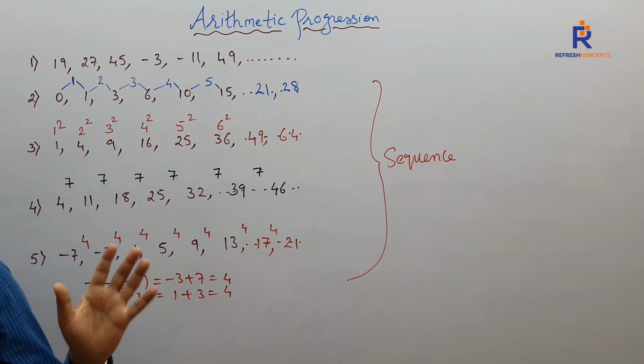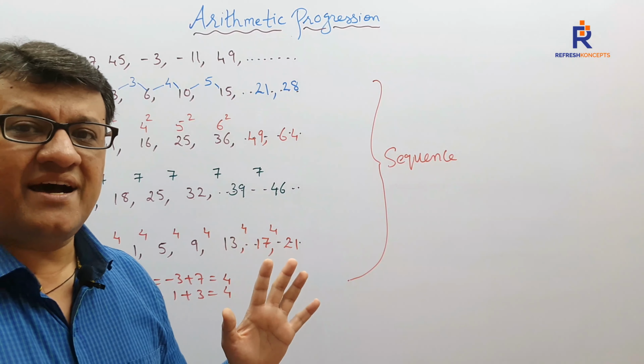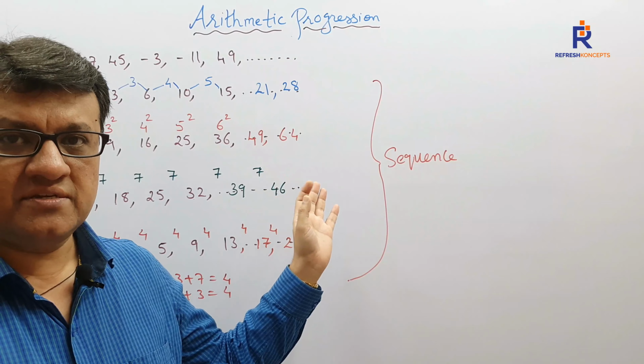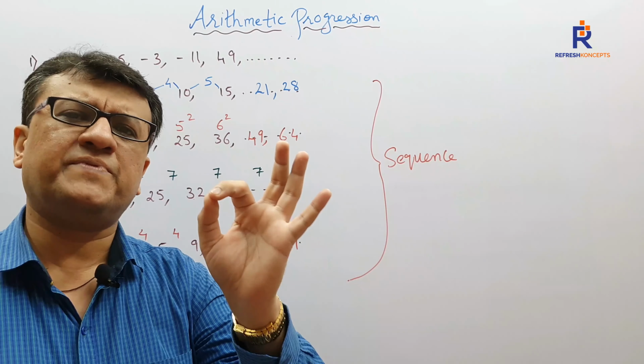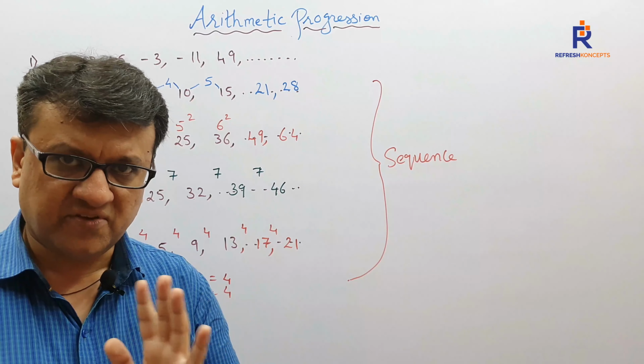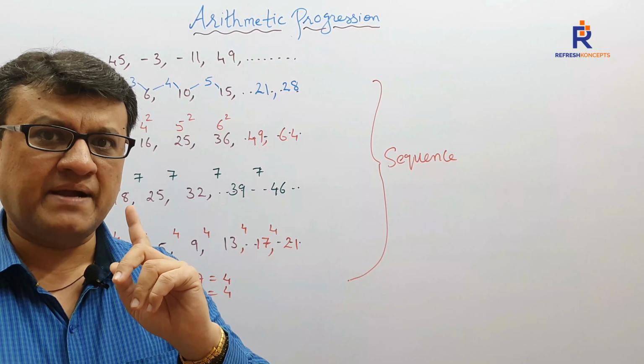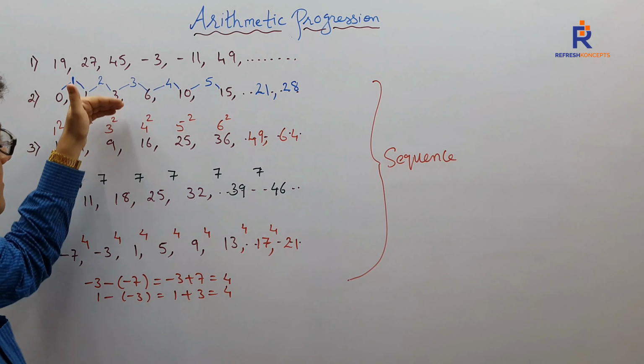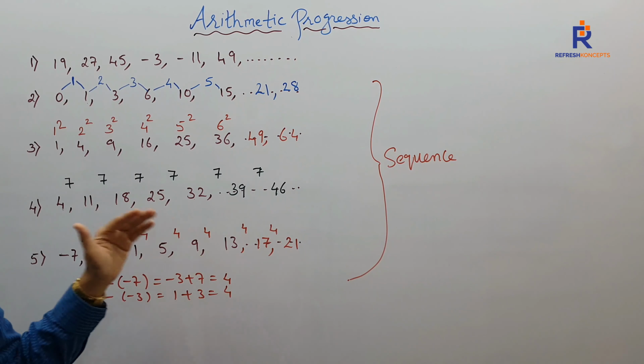Now what is the definition of sequence? Sequence is nothing but a list of numbers which are arranged in a definite pattern, or you can say a specific pattern. We were in a position to predict it.